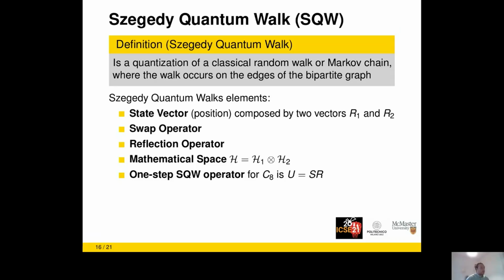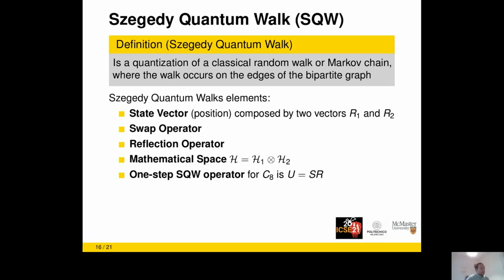The Szegedy quantum walk's elements are the position, which is now composed of two registers, R1 and R2. Then we have the swap operator and the reflection operator. They are too complex to report on this slide, so interested readers can look at them in the paper.